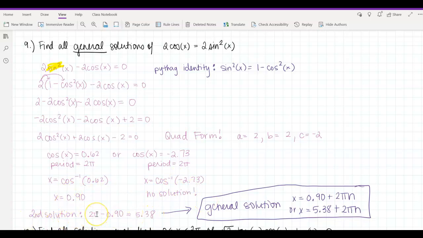Remember, with cosine, you're just doing the period minus the first solution, not one half the period, because of the cosine symmetry. So 2 pi minus 0.9 gives me 5.38. And then when I write my general solutions, it's the first solution plus 2 pi n, and then the second solution plus 2 pi n, or whatever your period is, n.